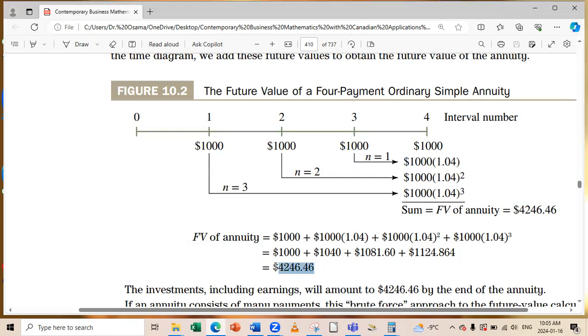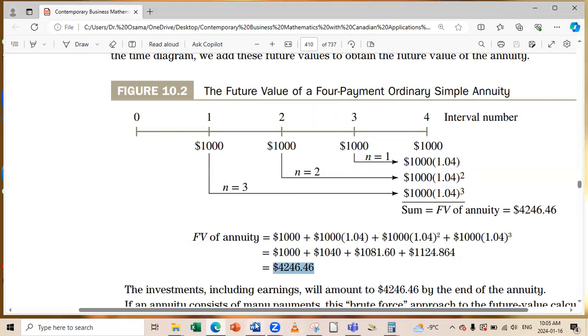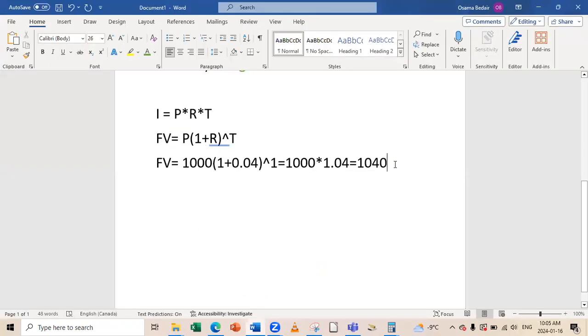Okay, so can I calculate the interest? Yes, I can calculate the interest. How much is the interest then? Here I will take this number. Then I will say the interest alone will equal the future value minus the principal. So the interest will equal the future value, this number which we had, and I will just enlarge it so that you can see it properly, minus the principal.